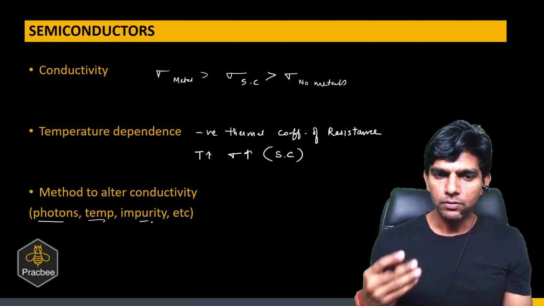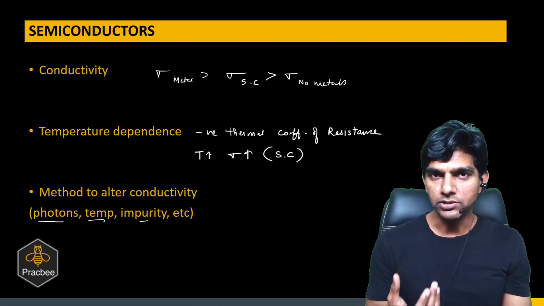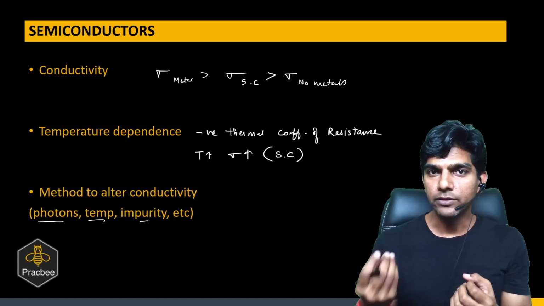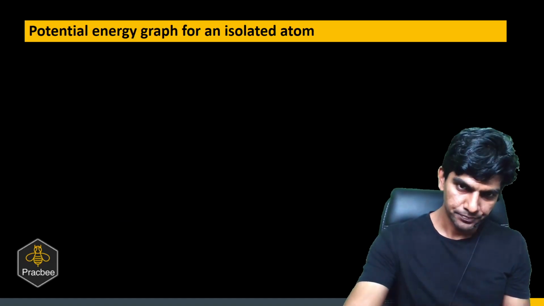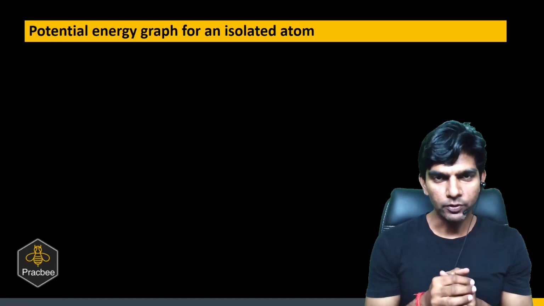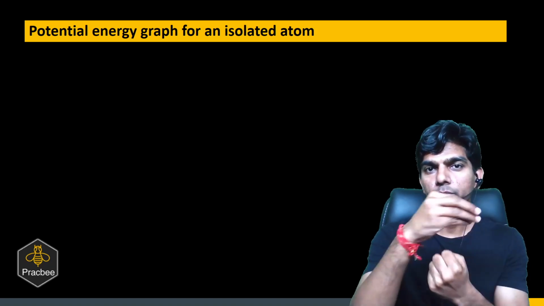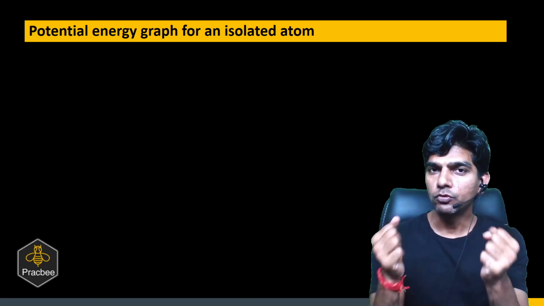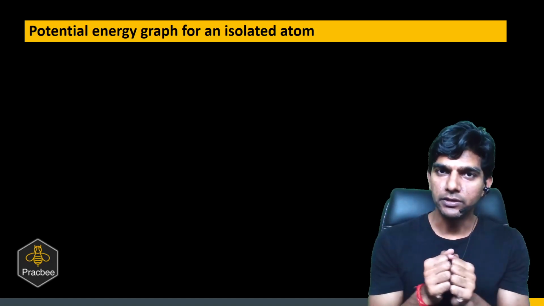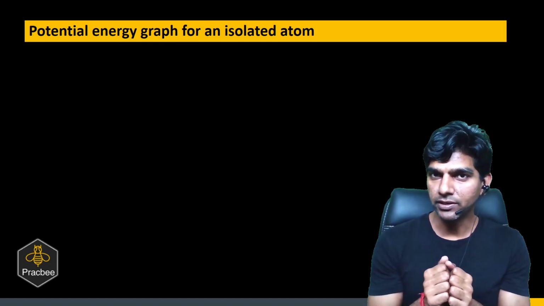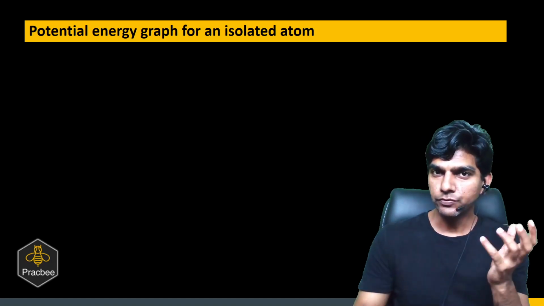right? So to understand how the conductivity is changing, we should understand how the electron is bonded to the atom. So let's see. In an isolated atom, what is happening? We have a nucleus and there is a single electron, let us say, which is orbiting around the nucleus. When we have two charged particles interacting with one another, there has to be some potential energy. Do you know what is the formula of potential energy?